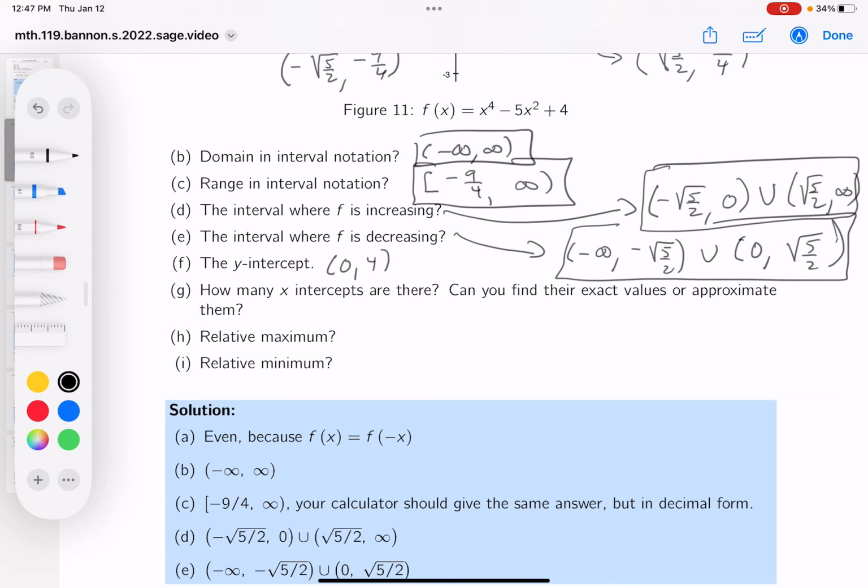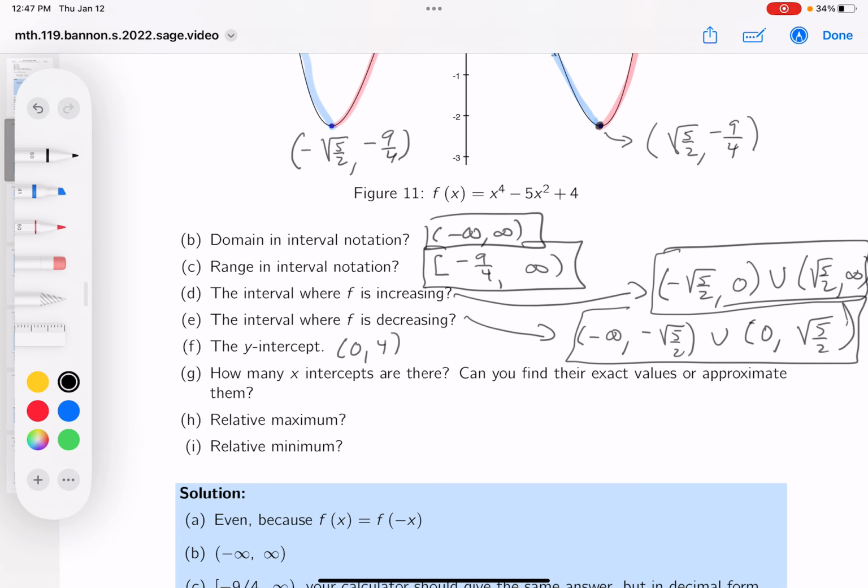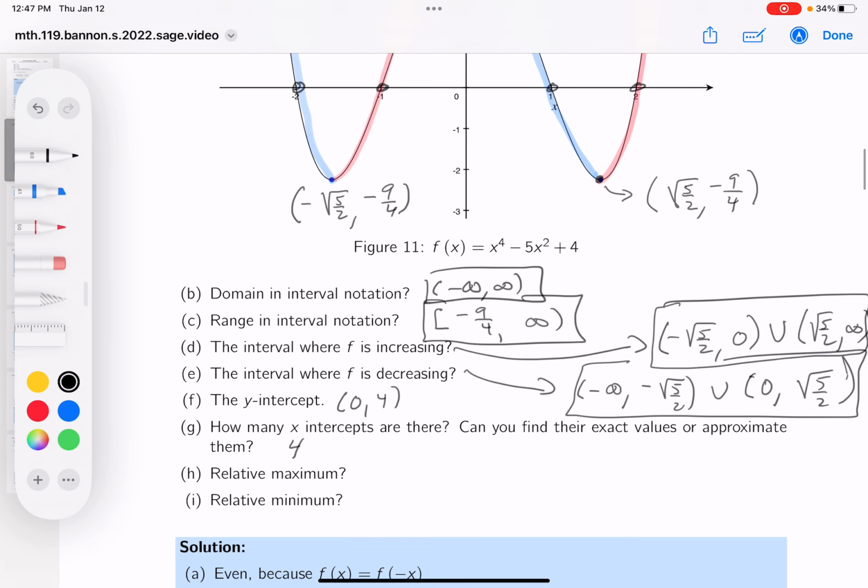What's the next thing? How many x-intercepts are there? Let's take a look. 1, 2, 3, 4. I'm going to say there's 4 x-intercepts. And you say, can you find them? Well, I'm looking at them. I kind of know what they are, but let's just go through it. All right, how do you do that?